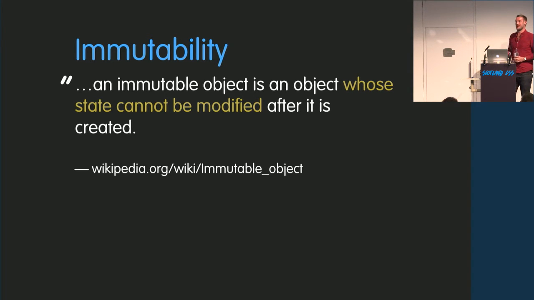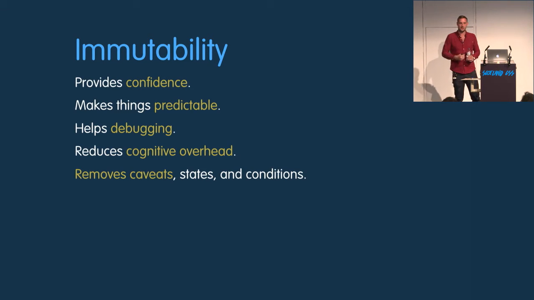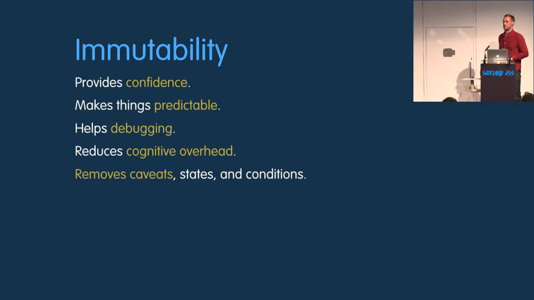Immutability is really, really nice. If things can't be changed after they've been created, it gives us a much greater confidence. It means that whenever we observe something, we know exactly how it behaves. When we move it somewhere, we know exactly how it's going to behave. We've got a lot of confidence manipulating, debugging, reading, and recycling code. It removes caveats, states, and conditions.